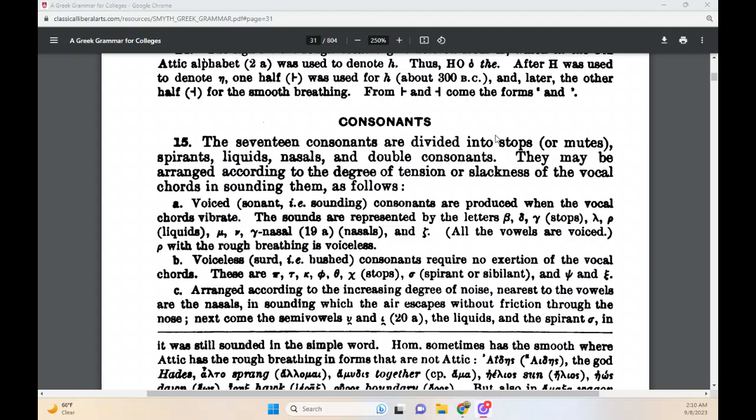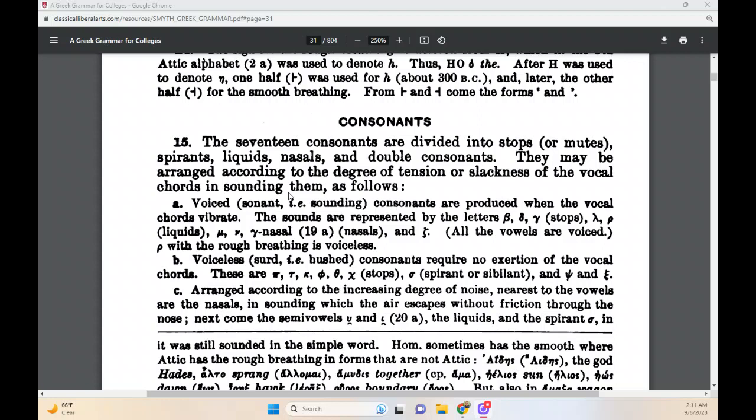The first group is called stops or mutes. The second group is called spirants. The third group is called liquids. The fourth group is called nasals, and the fifth group is called double consonants. So the 17 consonants in Greek can be divided into 5 different groups. We learn here the principle for this division. They may be arranged according to the degree of tension or slackness of the vocal cords in sounding them.